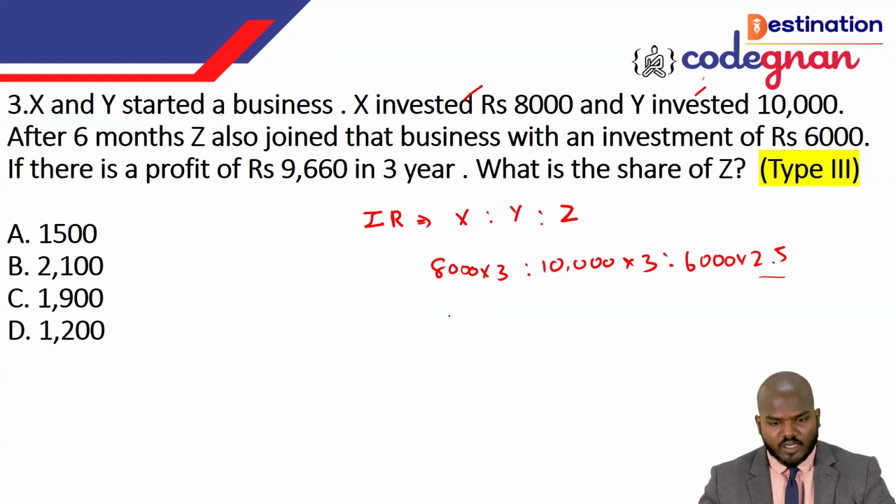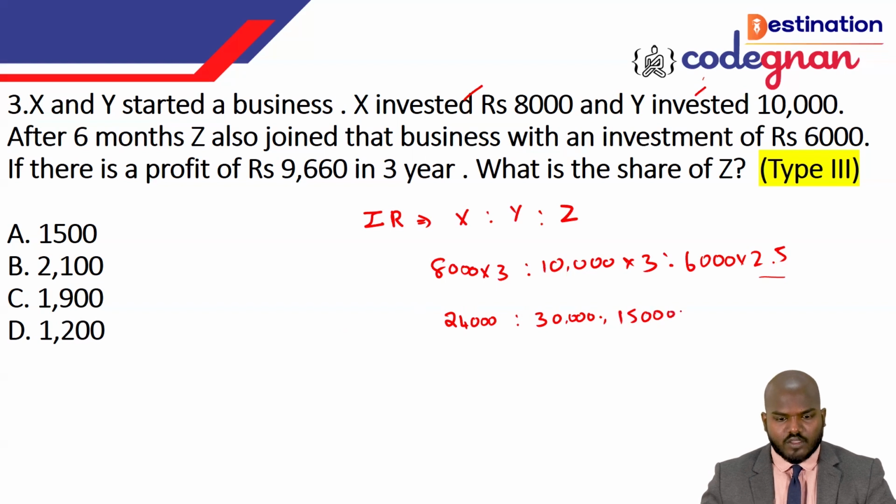If I multiply this one, it will give me 24,000. This value will give you 30,000. And this value will give me 15,000 here in this place. Once we get this, you just want to simplify again. The zeros all cancel. So 8 times 3 is equal to 24, 10 times 3 is equal to 30, and 5 times 3 is equal to 15. This is the simplified ratio.